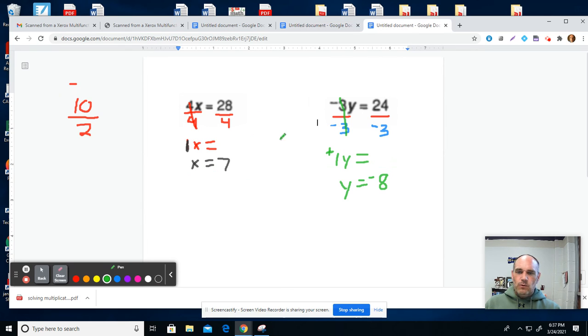The third type is what we started with. When I have a number attached to the letter, and I like to just think of this as a multiplication problem, we undo multiplication by division, and I always divide by the number attached to the letter because that is going to cancel out. 4 divided by 4 is 1. So we have 3 very different types of problems that you're going to do today.